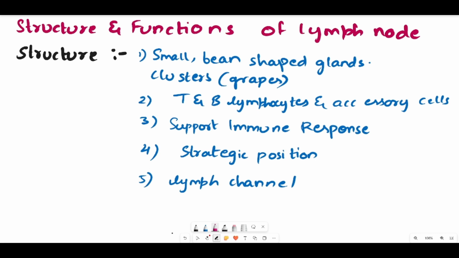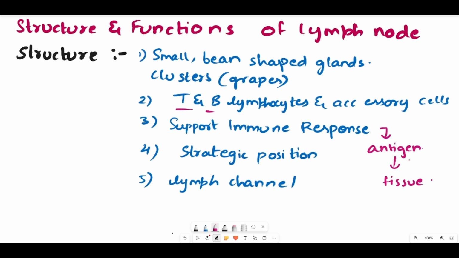Coming to the structure of lymph nodes, these look like small bean-shaped glands. That means they are solid structures which look like clusters, just like grapes. And these lymph nodes contain both T lymphocytes and B lymphocytes along with accessory glands.